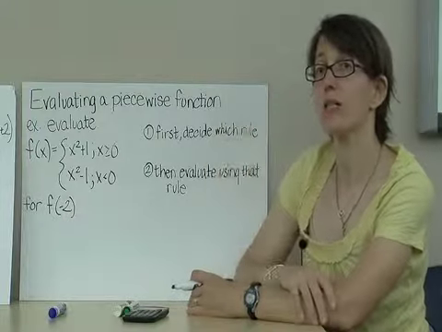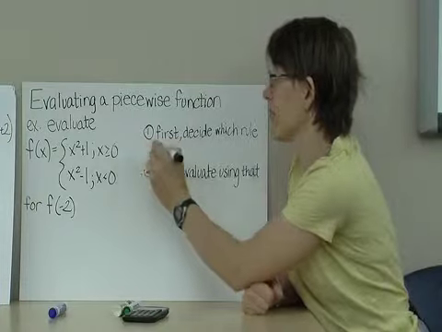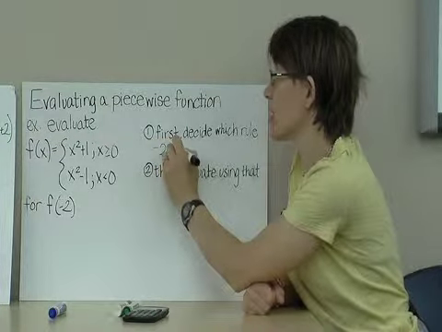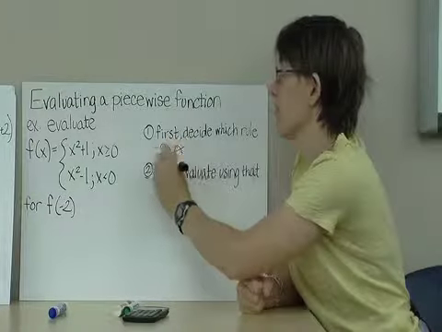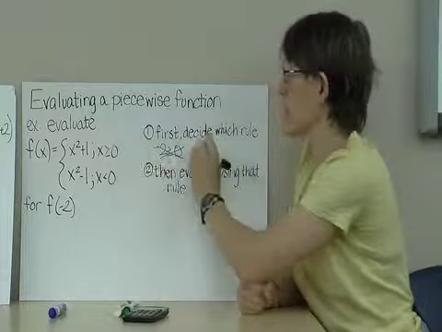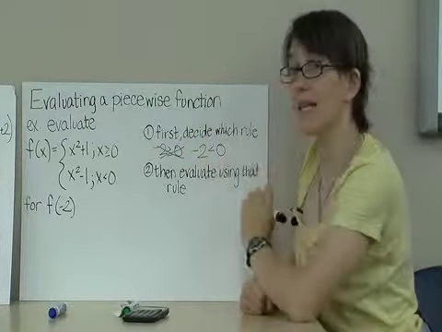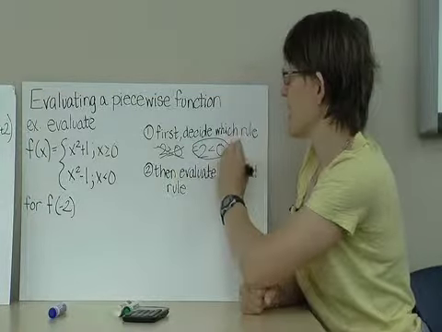My first job is to decide which rule to follow. Well, my first rule, I'll say, just a quick test, is negative 2 greater than or equal to 0? No. So it's not going to be the first rule. I'll check the second rule. Is negative 2 less than 0? Yes, it is. So I'll use the second rule.